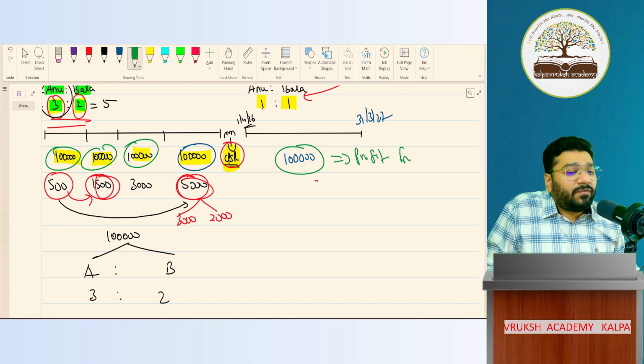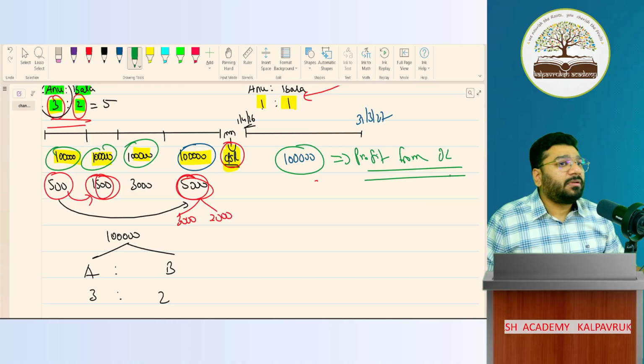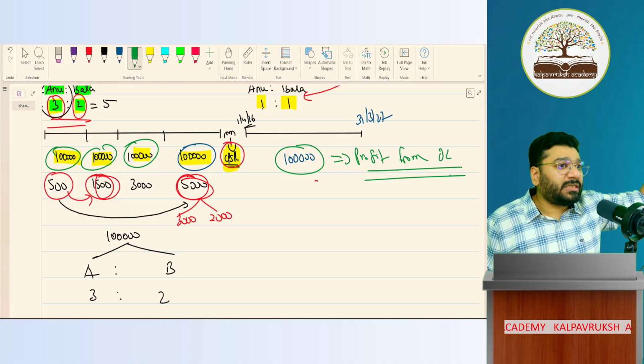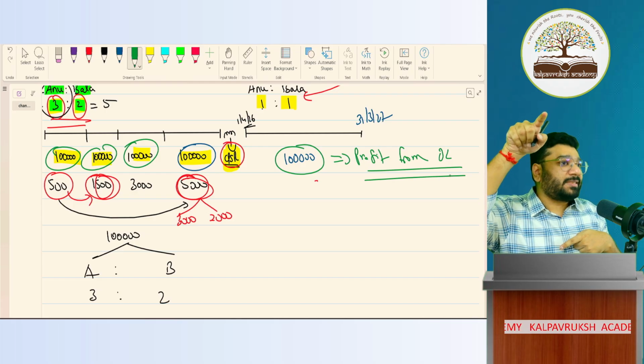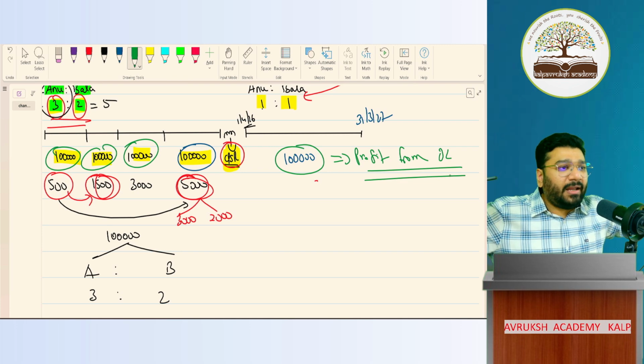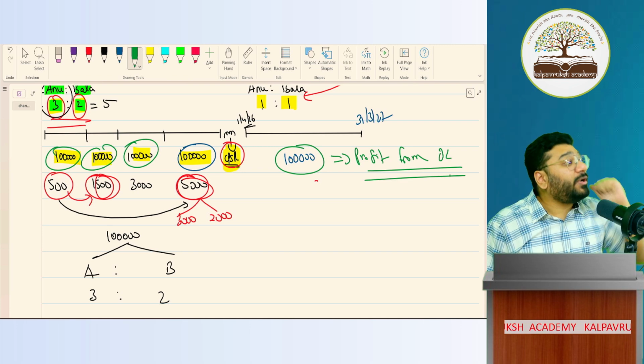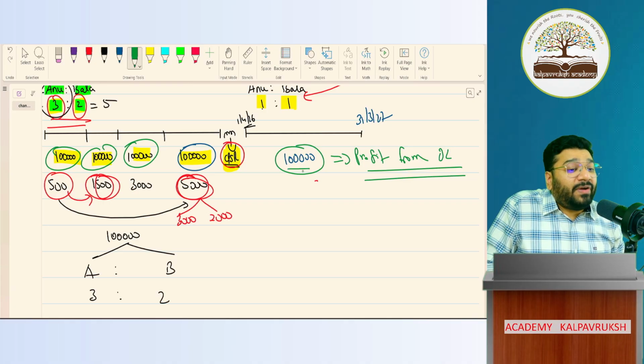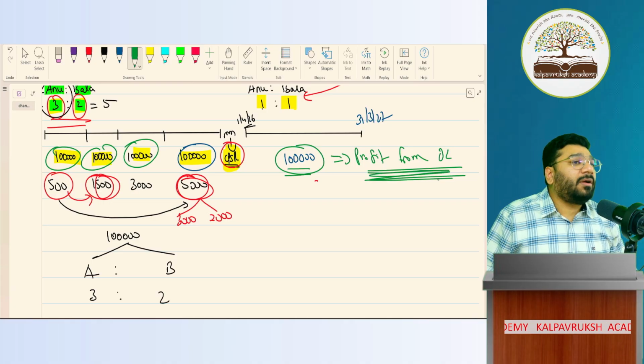This 1 lakh rupees is the profit from old customers. Apart from this profit from old customers, we'll also have profit from new customers. There is no problem there, because there is no debate, and if the profit is equal, nobody is going to fight. Fighting is going to happen where? On the profit that you're going to generate from the old customers. Got it, not got it?